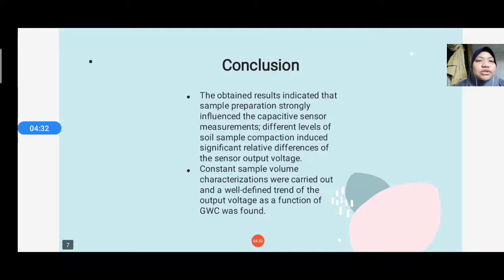And for the conclusion, the obtained results indicate that sample preparation strongly influences the capacitive sensor measurement. Different levels of soil sample compaction induce significant relative differences of the sensor output voltage, and for the constant sample volume, characterization was carried out, and a well-defined trend of the output voltage as a function of GWC was found.